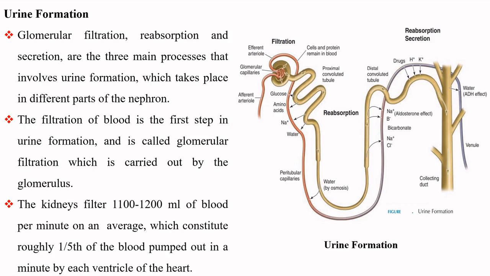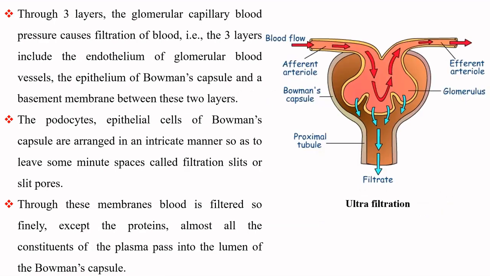Urine formation. Glomerular filtration, reabsorption and secretion are the three main processes involved in urine formation, which takes place in different parts of the nephron. The filtration of blood is the first step in urine formation and is called glomerular filtration, which is carried out by the glomerulus. The kidneys filter 1100 to 1200 ml of blood per minute on average, which constitutes roughly one-fifth of the blood pumped out in a minute by each ventricle of the heart.